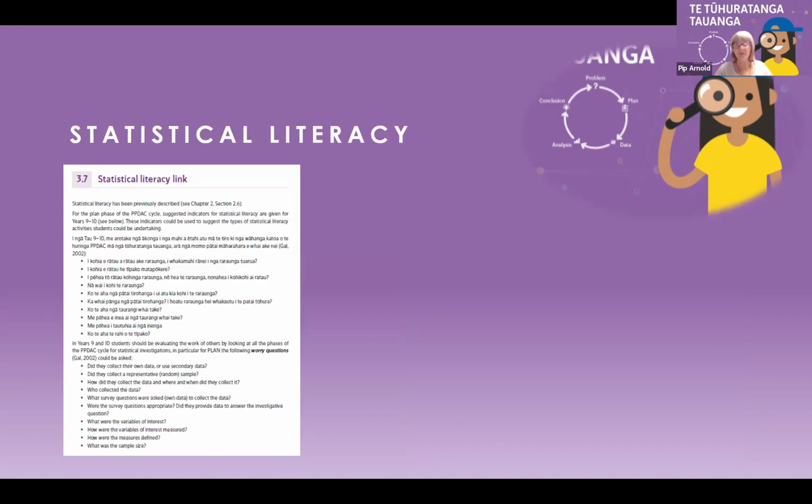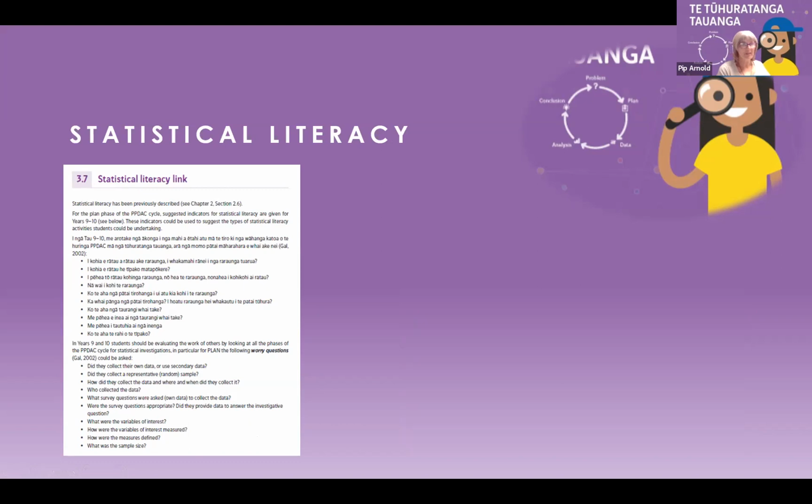Okay. So statistical literacy. In every chapter, I've made the link to statistical literacy. I haven't done much with it, but we looked at what would be the worry questions at year 9 and 10, because by year 9 and 10, we're starting to look at all aspects of the cycle. So this one here, for example, is for plan. And so these are just some examples of the worry questions you might ask around plan.